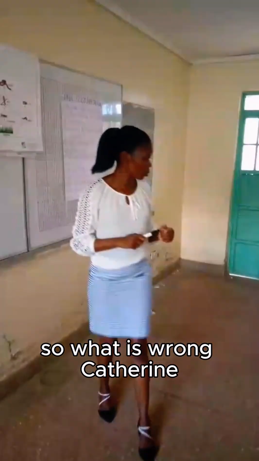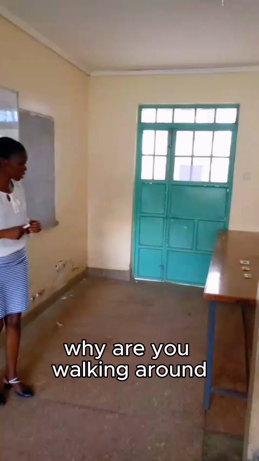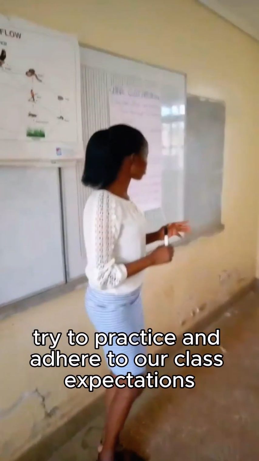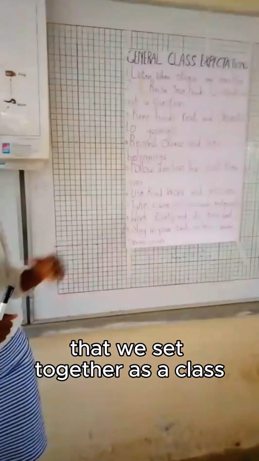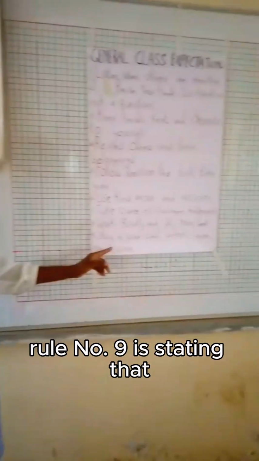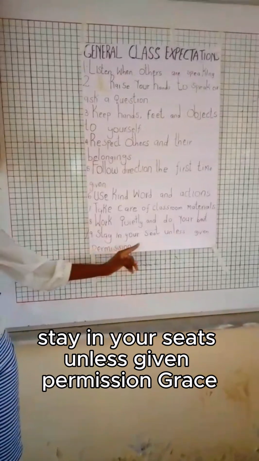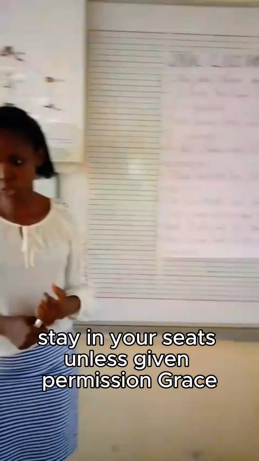So, what is wrong, Catherine? Why are you walking around? Please let us try to practice and adhere to our class expectations that we set together as a class. Rule number 9 is stating that stay in your seat unless given permission.